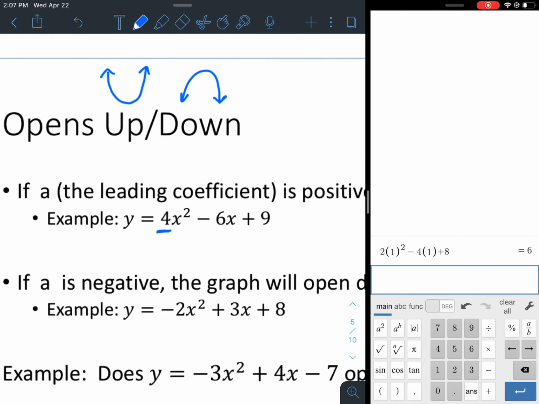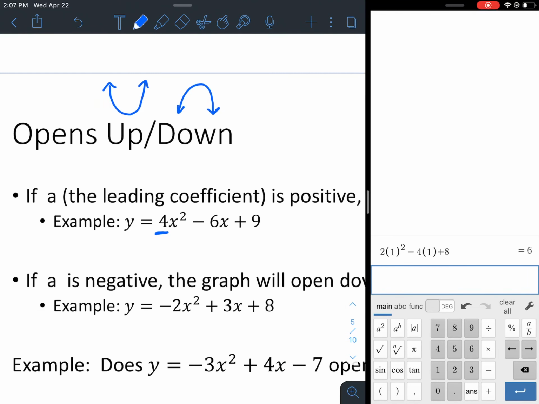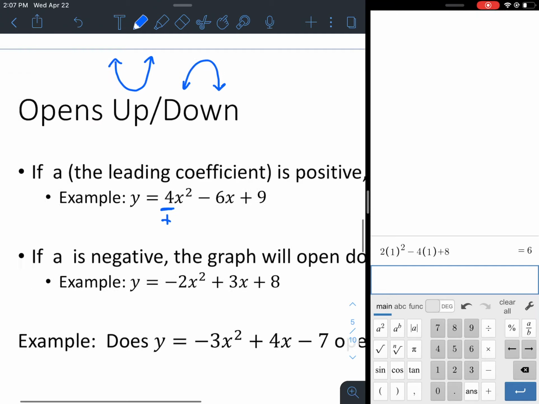So an example of that, if it's y equals 4x squared minus 6x plus 9, the graph will open upward because the a value is positive. Easy way to remember this. If you are a positive person, if you're in a positive mindset, you're probably going to be smiling. You're going to be happy. So a positive a value will produce a parabola that opens upward. It's going to give you that smile face look.